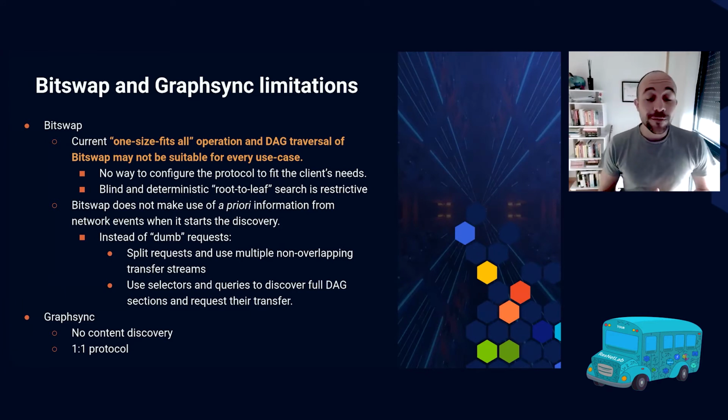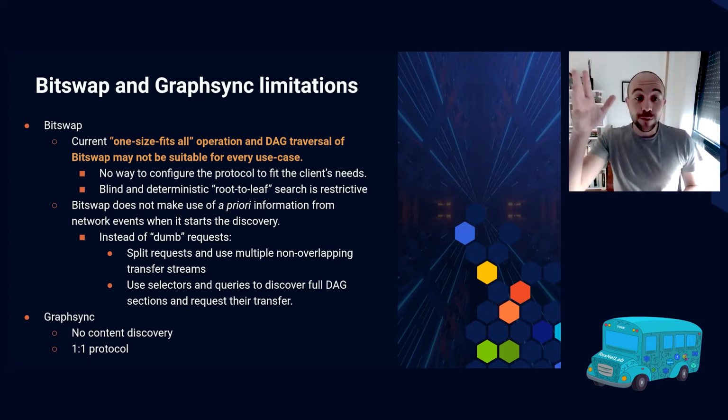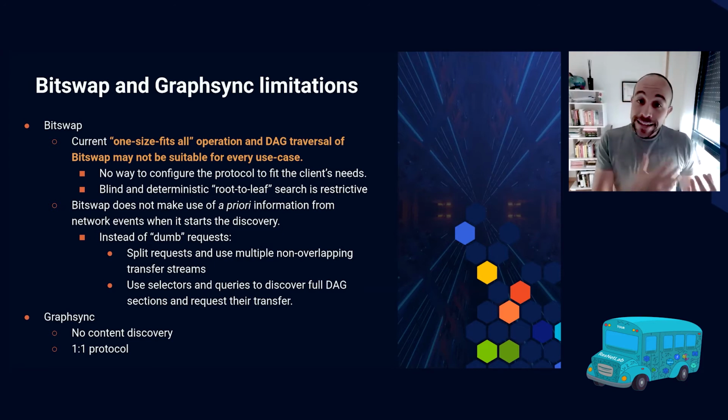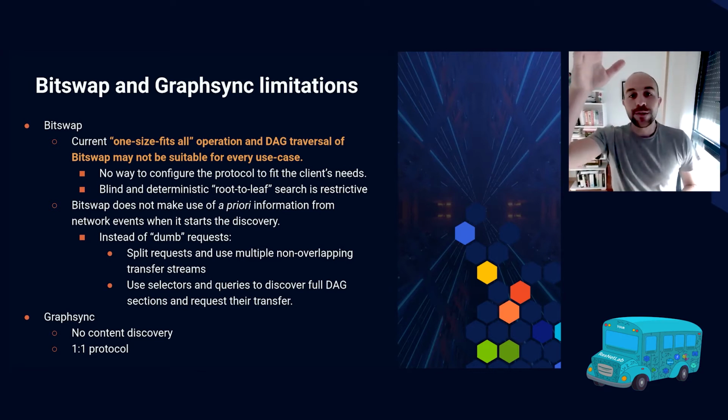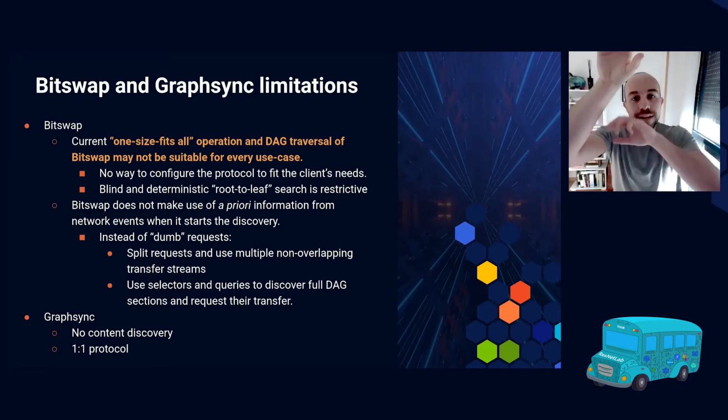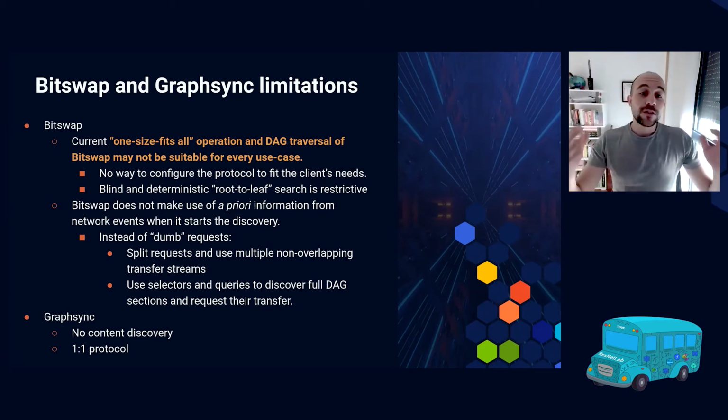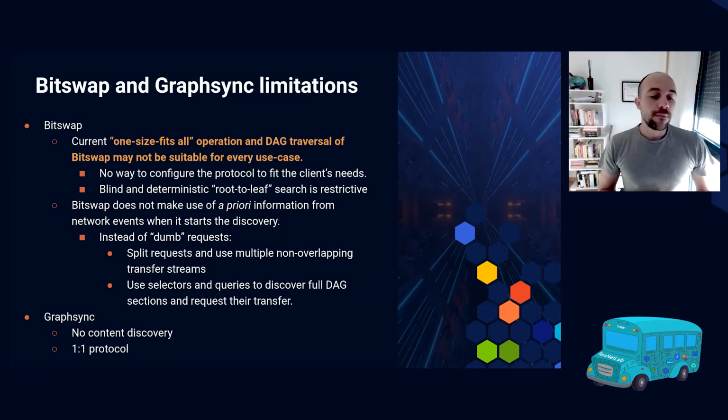In the case of Bitswap, one of the things that we realized is that it is currently a one-size-fits-all operation for that traversal. Bitswap deterministically traverses the DAG always in the same way and for every use case. We don't have a way of configuring the protocol according to the client's needs or the data that we are traversing. So we blindly always traverse the DAG in the same way. We get the root CID, we inspect the links of the root CID, we see what links we're interested in, and we start traversing the DAG in that way. It's not like in Graphsync where we can implicitly say what blocks we want to download from the other peer.